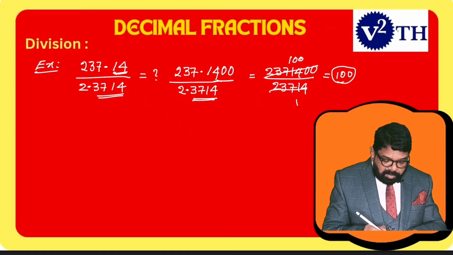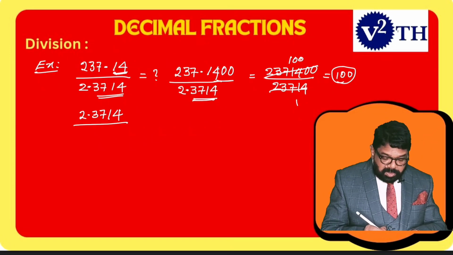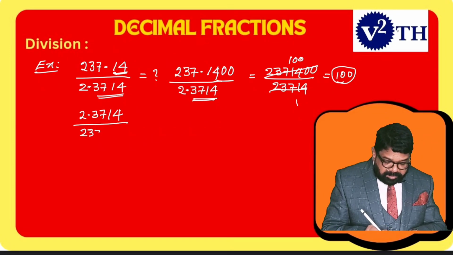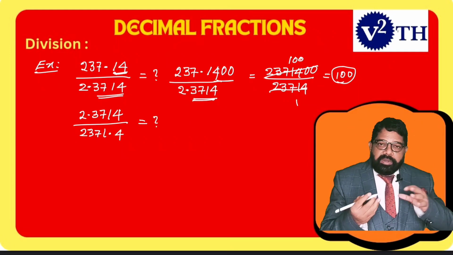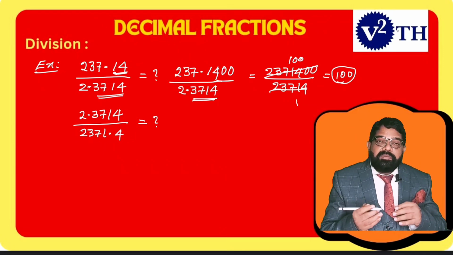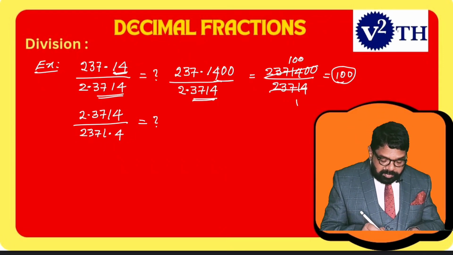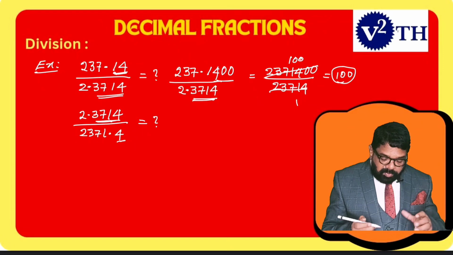Now suppose the same example I will give: 2.3714 divided by 2371.4. What happens to its value? The digits are the same again in the numerator and denominator, 23714 and 23714, but the decimal placing is different. In the numerator after the decimal there are 4 digits, and in the denominator only 1 digit. Now the denominator after the decimal must also be 4 digits.